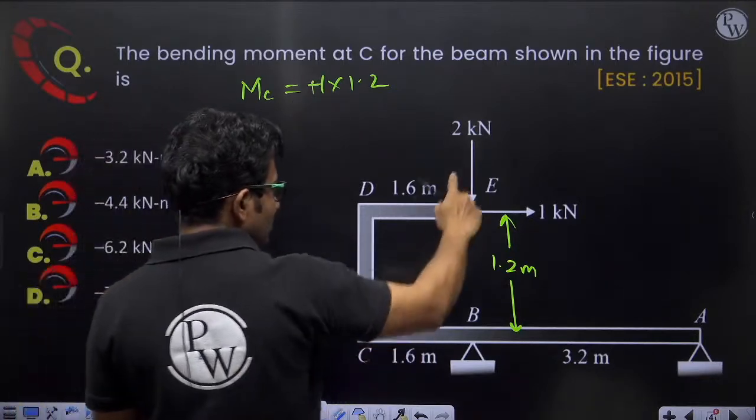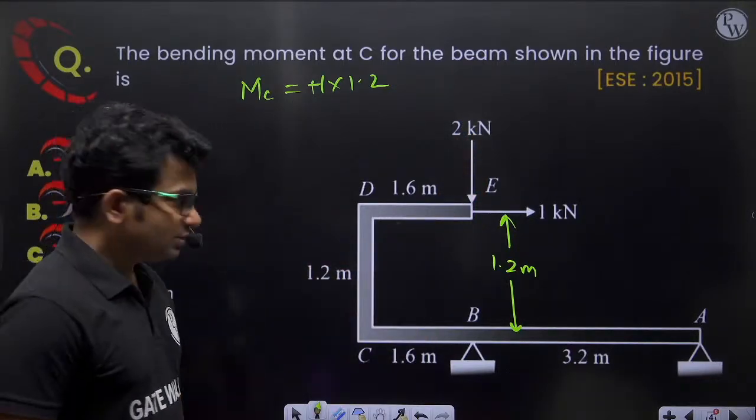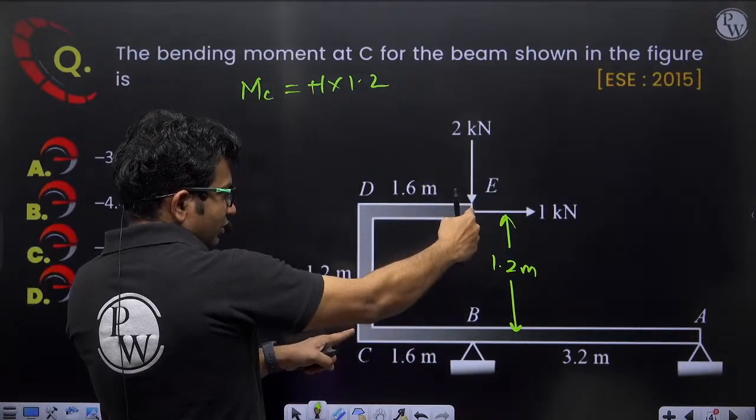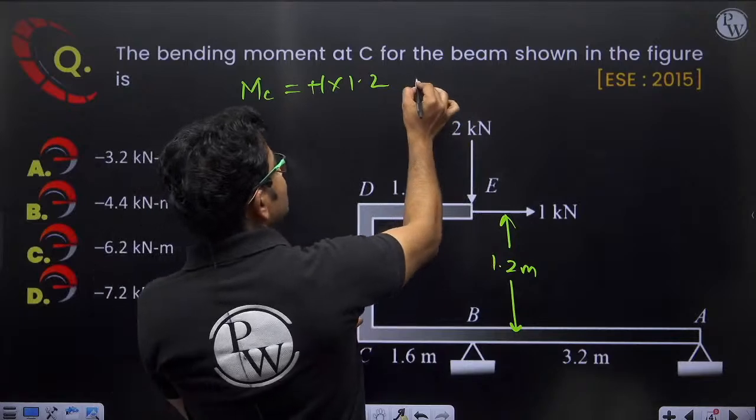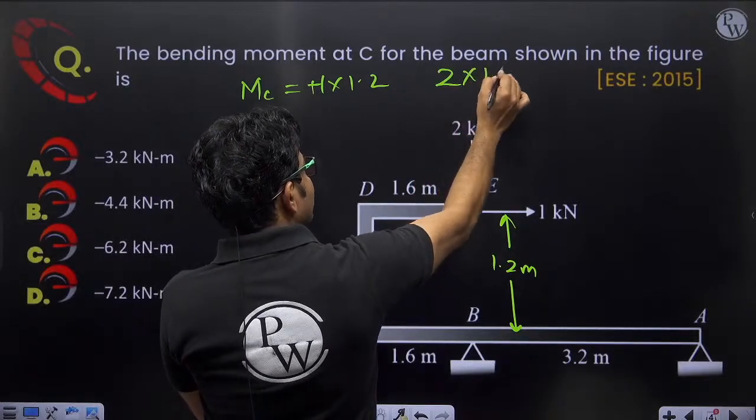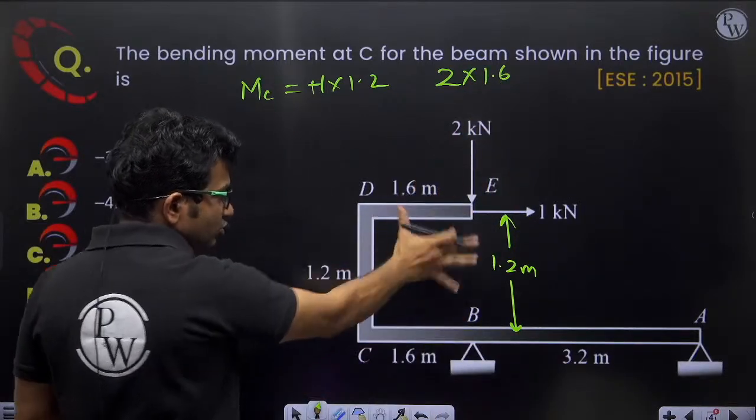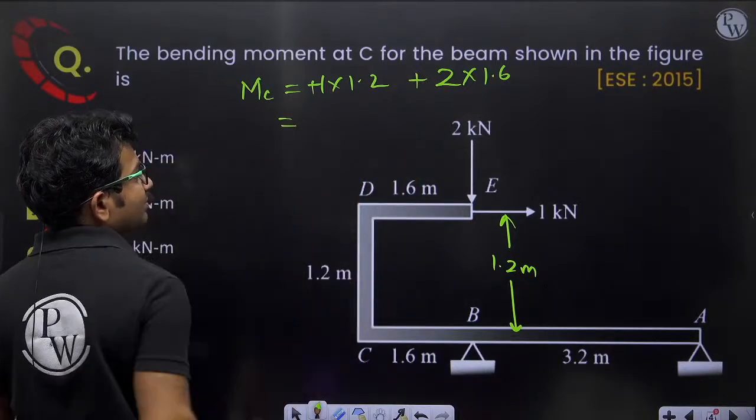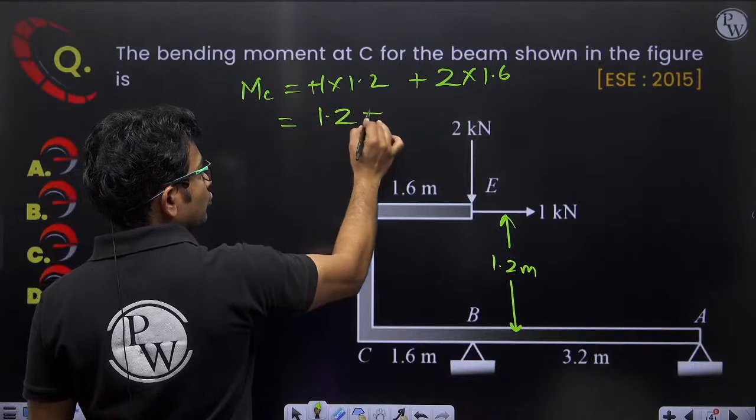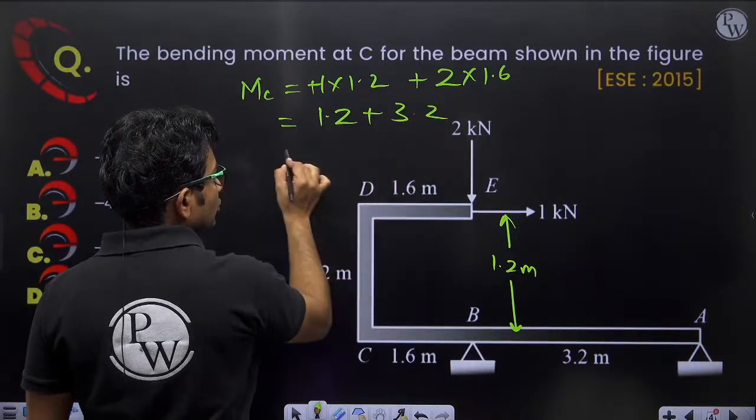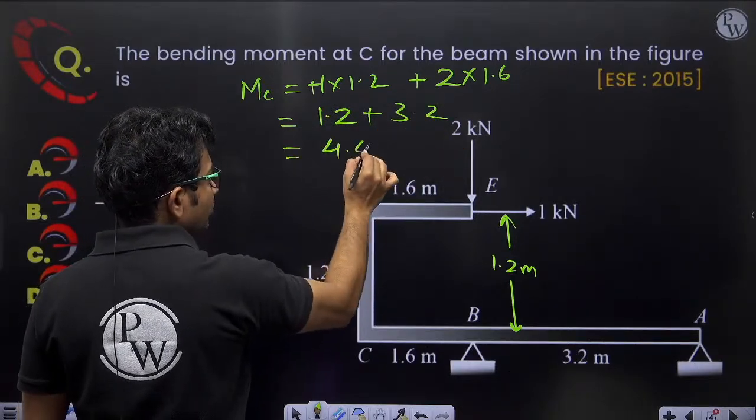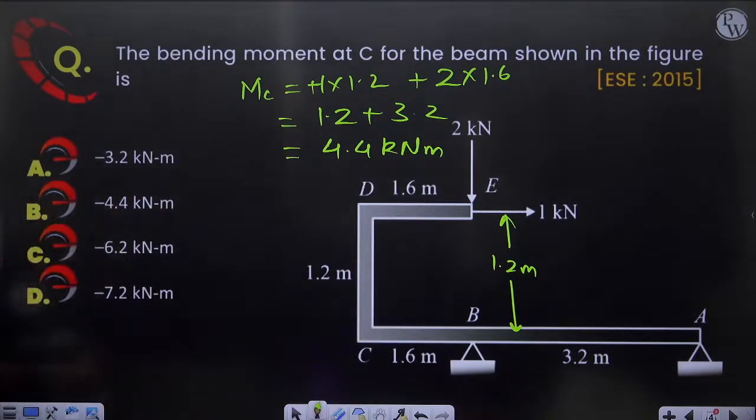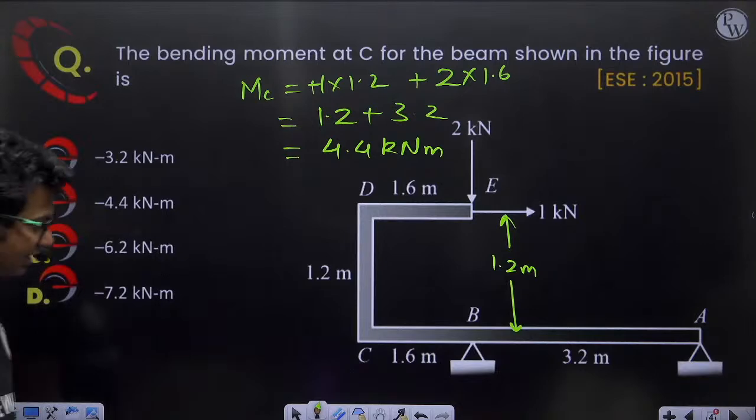Next, because of this 2 kilonewton, the force is 2 kilonewton and the perpendicular distance is 1.6, so it will be 2 into 1.6. This is also giving me sagging bending moment, so I'll add them. I'll get 1.2 plus 3.2, which will be 4.4 kilonewton meter. Here they have written it negative.